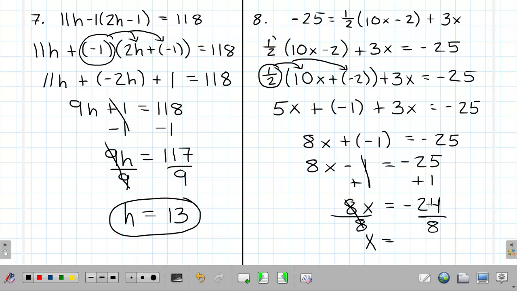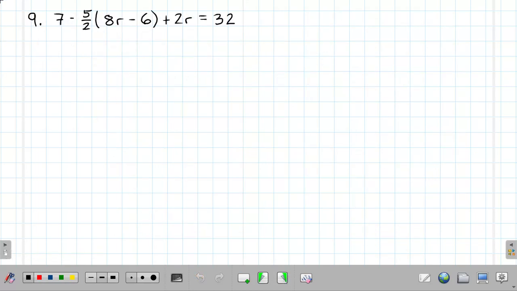X is equal to a negative over a positive, which is a negative. 24 over 8 is 3. X is equal to -3. So we introduced a fraction here. This is a pretty easy fraction example, but I do have to say, the next one gets a little bit more complicated, a little more tricky.